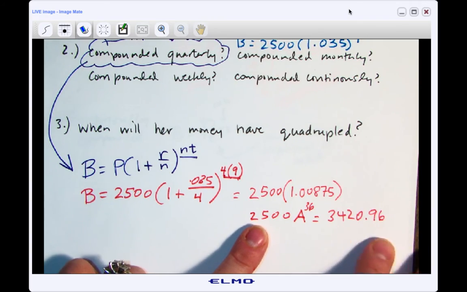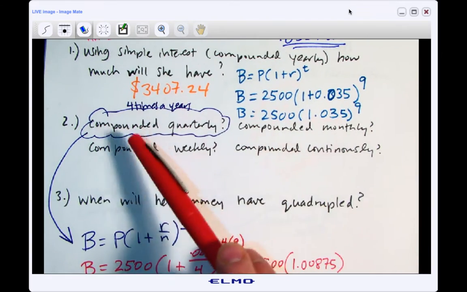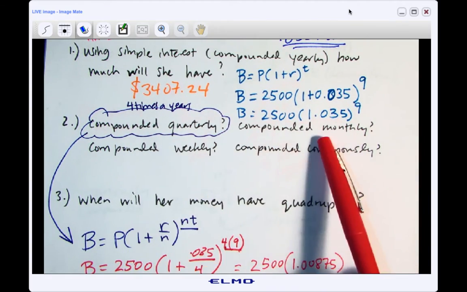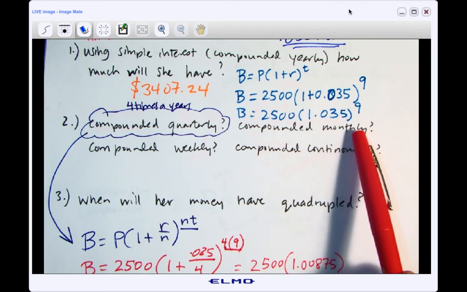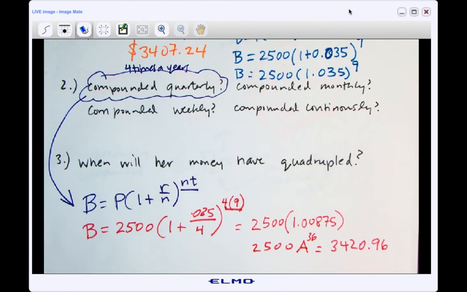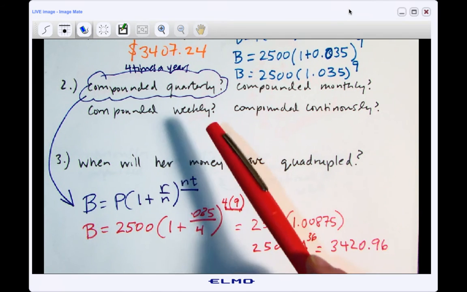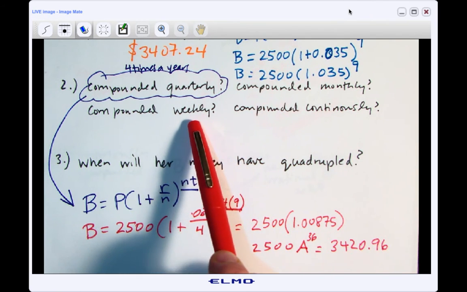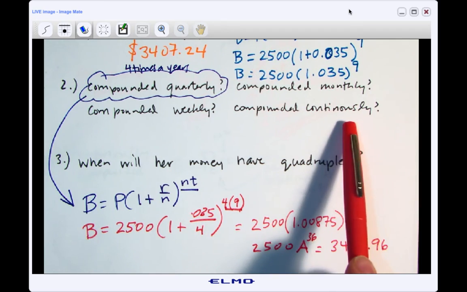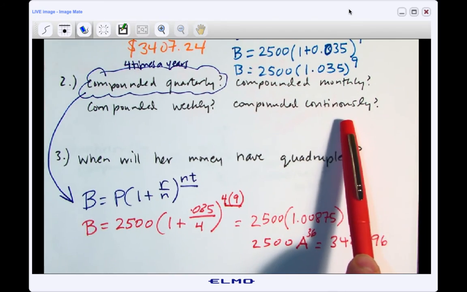Okay, so each one of these should give me a slightly different answer. If I compound it monthly, I actually should be getting a little bit more than this one because now I only have to wait till the end of the month to start earning interest. And this one, I'll only have to wait to the end of the first week. And this one, I never have to wait. I'm going to be earning interest the whole time.